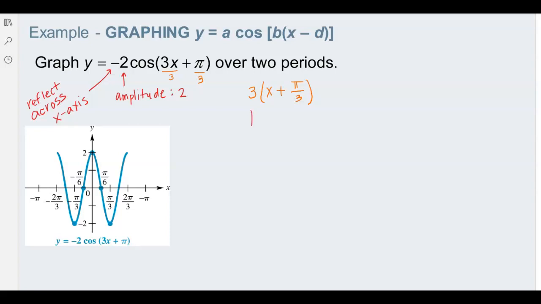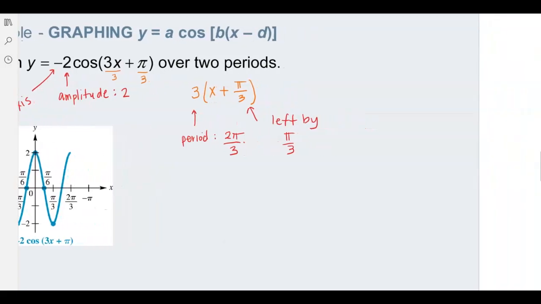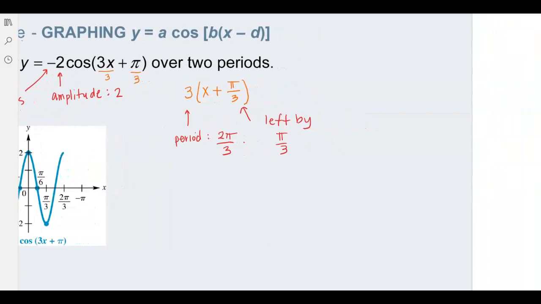So for this, the normal period is 2 pi, and we divide by that number 3. And then the phase shift is here. This is going to move to the left by pi over 3. Left because it's positive, and it always moves in the opposite direction that we think that it would. Okay, so let's talk about what happens here. Quite a lot of moving parts here.